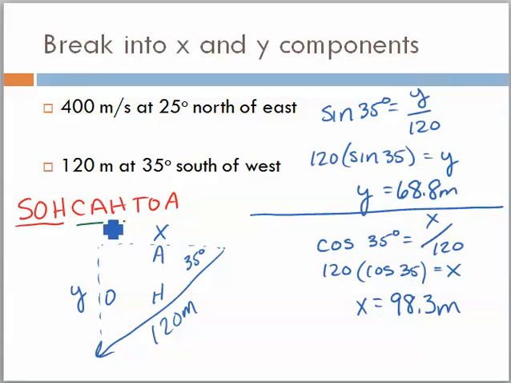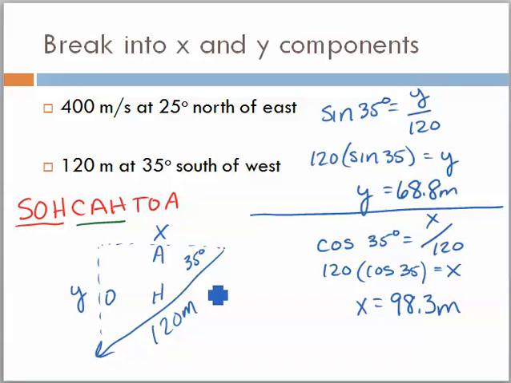The cosine is what I'm going to use to find the x. As we said, the adjacent almost always aligns up with the x, and we can work it out that way, so that it always does. The cosine function then is cosine of 35 equals x over 120, because it's x over the hypotenuse, which is 120. In that case, it turns out to be x equals 98.3 meters.